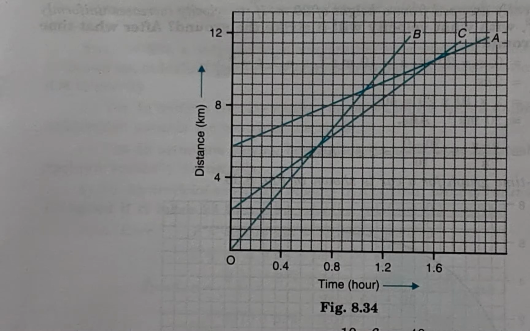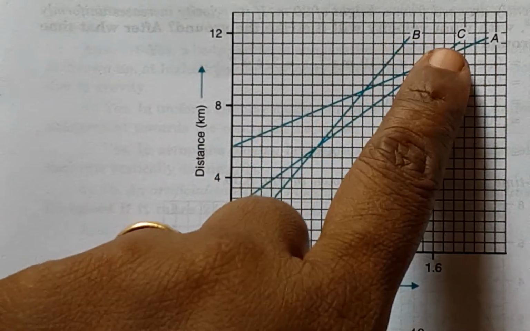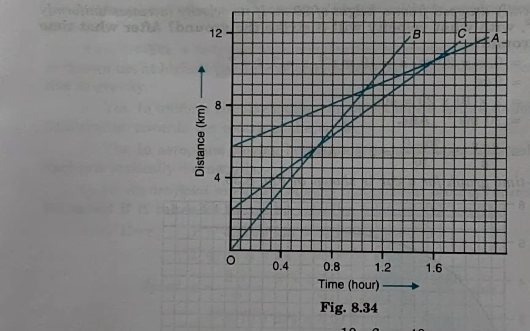A graph diagram has been given for the sixth question, and the question reads that this is a distance-time graph, and three objects A, B and C have been moving on it. Now study the graph and answer the following questions. The first question is, which of the three is traveling the fastest?